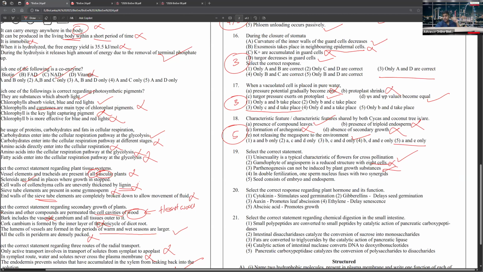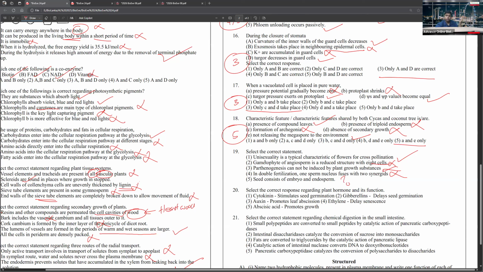Then double fertilization, one sperm nucleus fused with two cyanogens. No. Seed consists of embryo and endosperm. What do you say about that? There's a seed coat also, no?